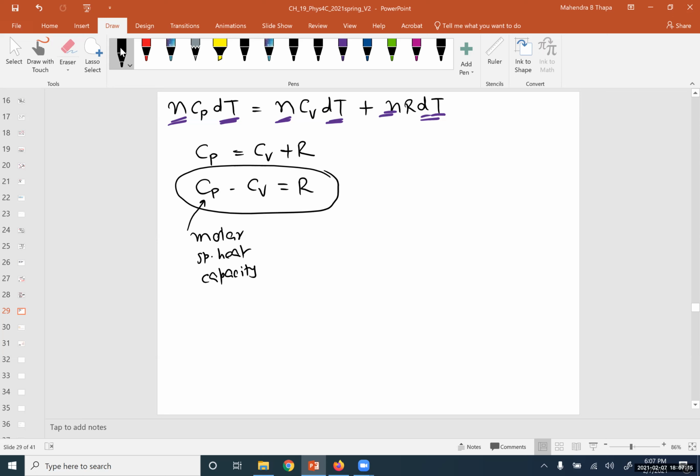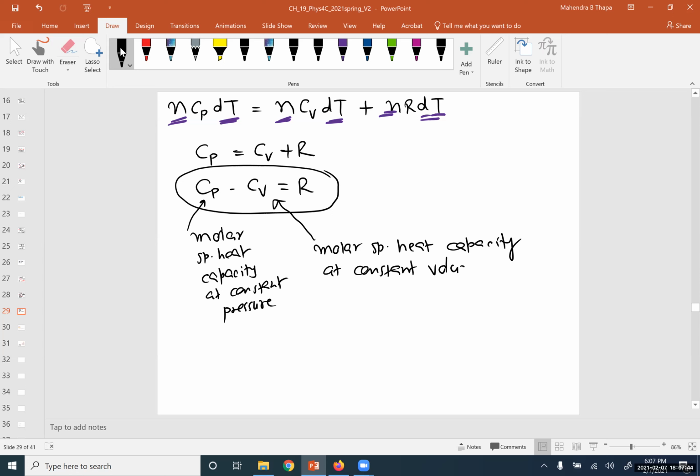Okay, so this is also called molar specific heat capacity at constant pressure, and Cv, in this situation, will be called molar specific heat capacity at constant volume.